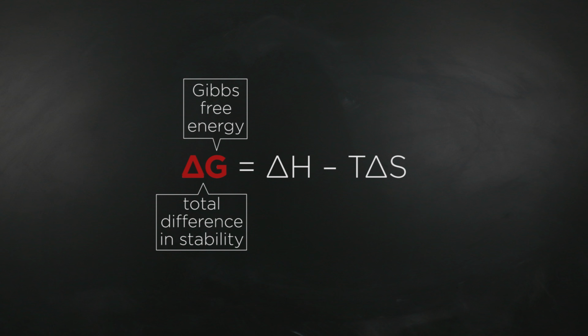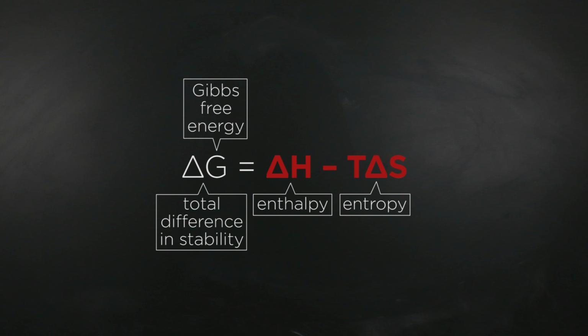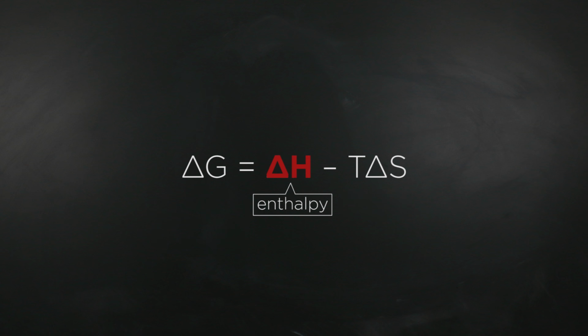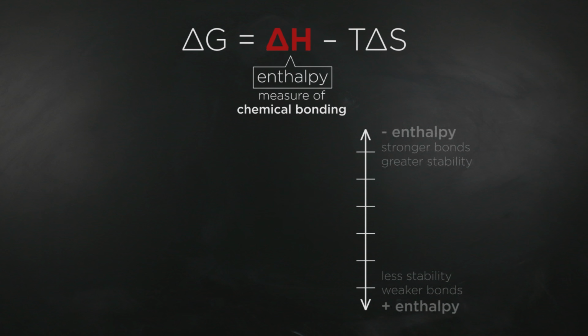Delta G is dependent on two factors: delta H, the enthalpy factor, and T delta S, the entropy factor. Changes in both of these factors contribute to the overall change in stability. Let's start with enthalpy. The enthalpy factor describes the nature of chemical bonding in the system. It is a measure of how strongly bonded a system is.